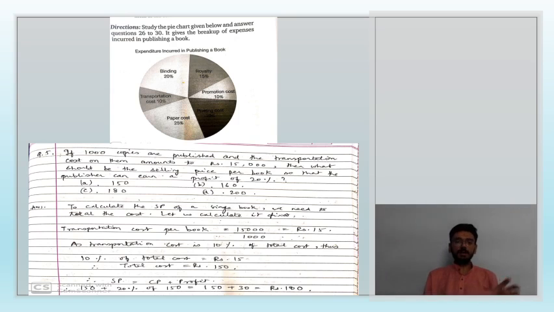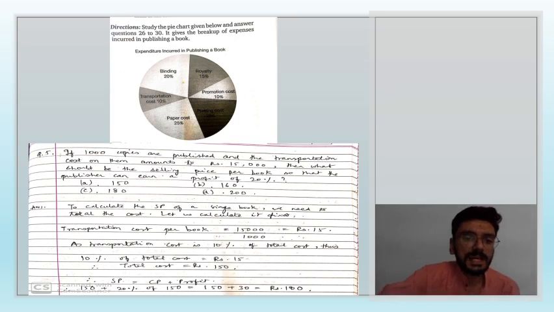Till now the question talked about the overall copies that have been published, but now they are asking about the selling price per book. So we have to calculate the cost of one book, transportation of one book. To calculate the selling price of a single book, we need to total the cost. Let us just complete the question also first.